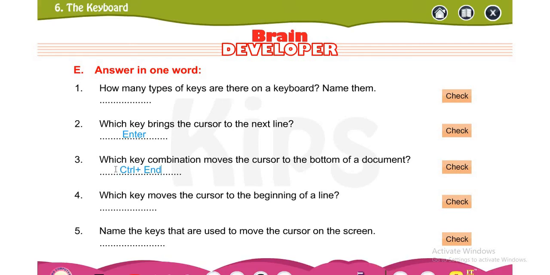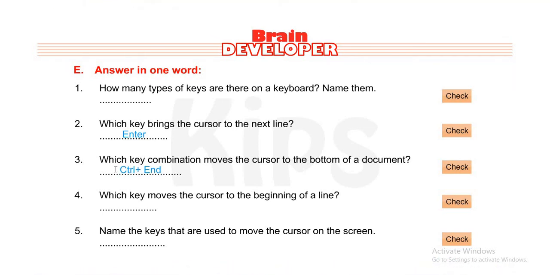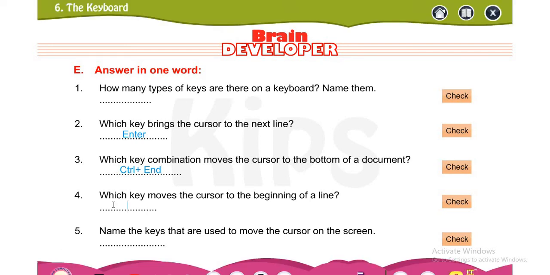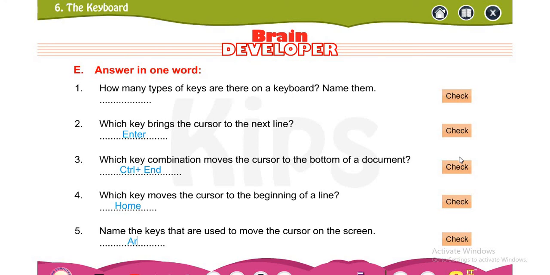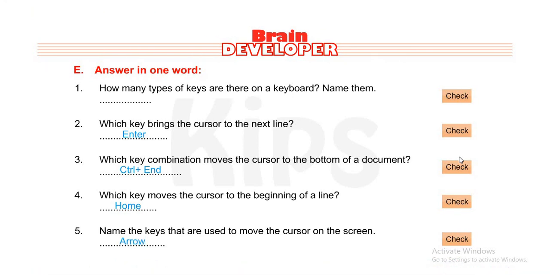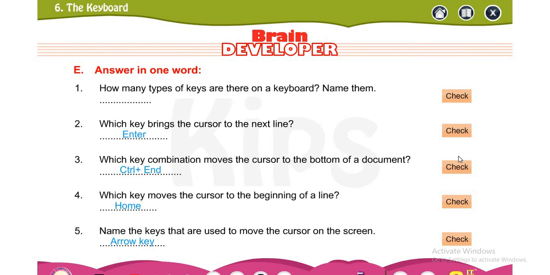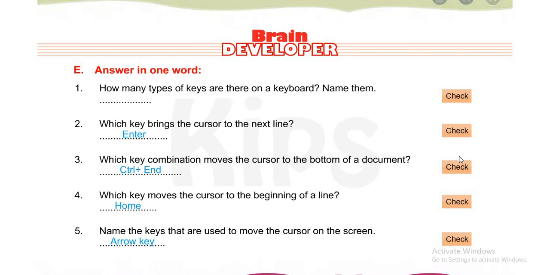Next one, which key moves the cursor to the beginning of the line? Here it is the home key. On your keyboard there is a home key present. When you press that home key, the cursor will be brought to the beginning of the line. Name the keys that are used to move the cursor on the screen. Arrow keys. Arrow keys are used to move the cursor on the screen.